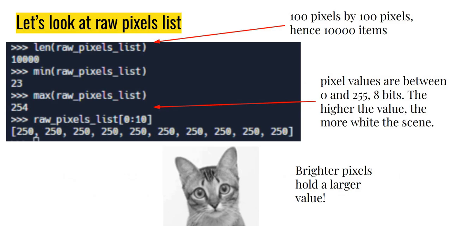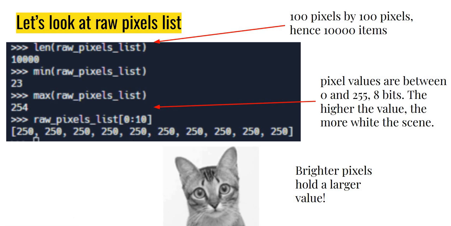So just the pixels list. Well, I've got 100 times 100, which is 10,000 pixels. The minimum value is 23 and the maximum value is 254. So we can see it's quite, let's say, white, almost white. And if I look at the raw pixels list, it's numbers between 0 and 255.